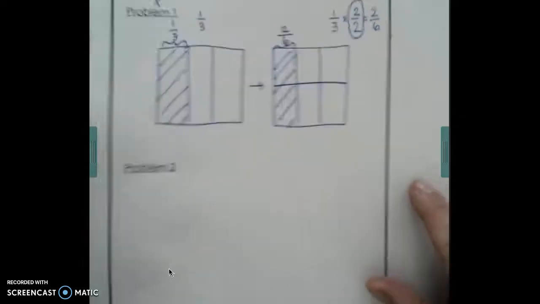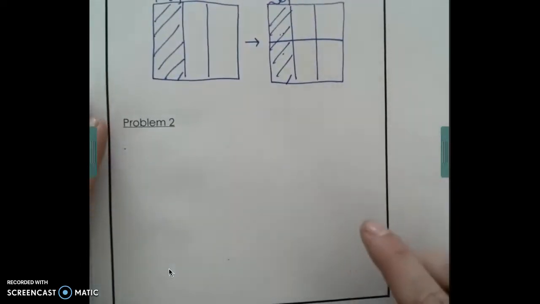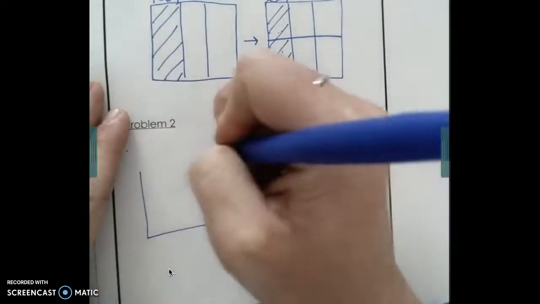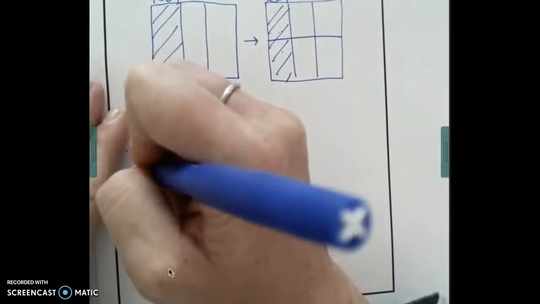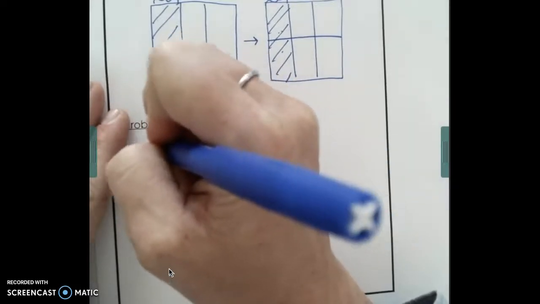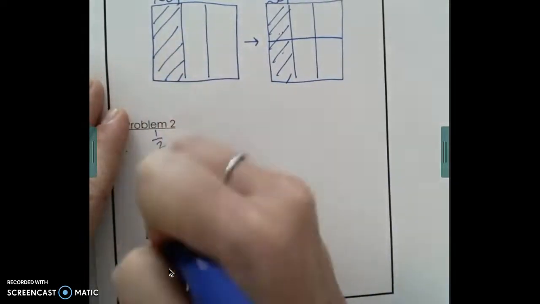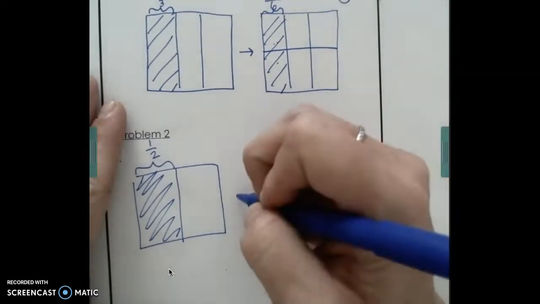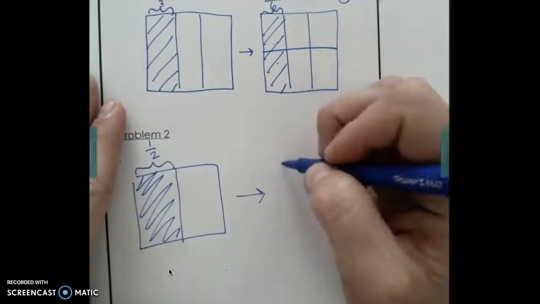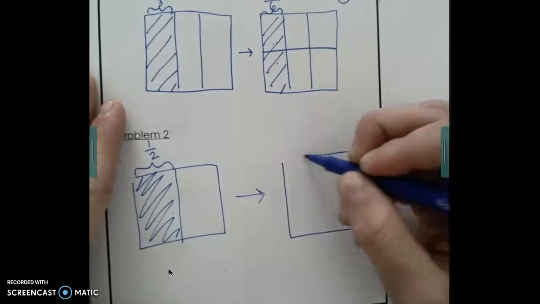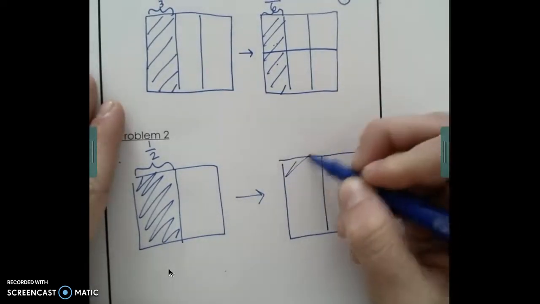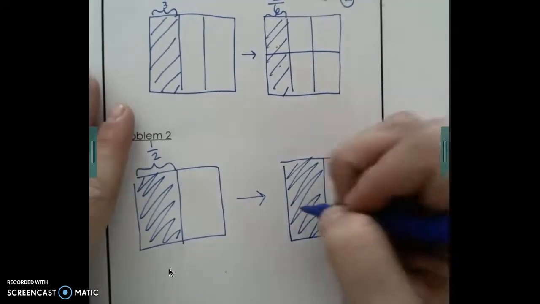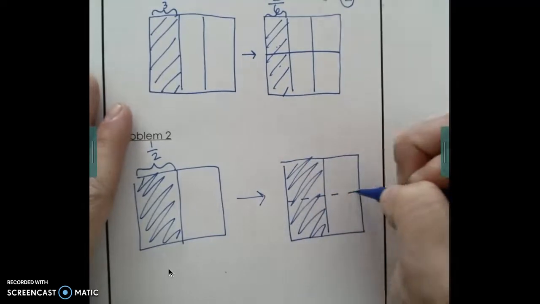So let's try the same thing on the bottom. It's kind of the why of what we've been doing. So first thing I'm going to do is just show a half. So we shade in one of our 2 parts. And then on this one, though, I'm going to show my half, but I'm going to separate it into 4 parts, going the other way.